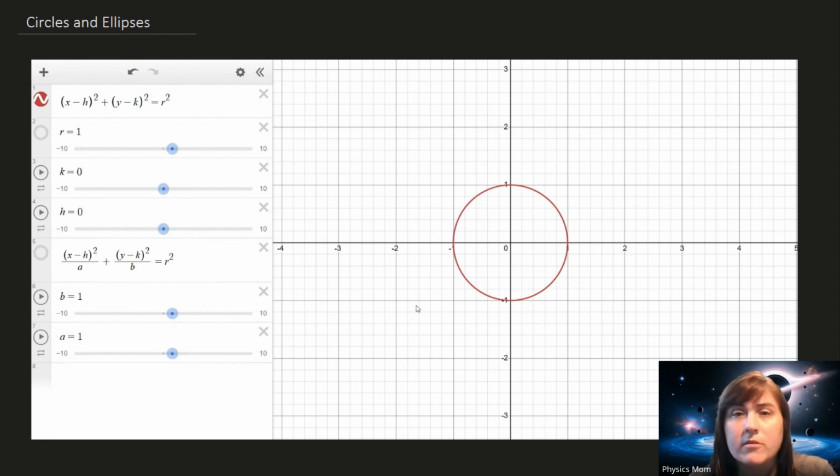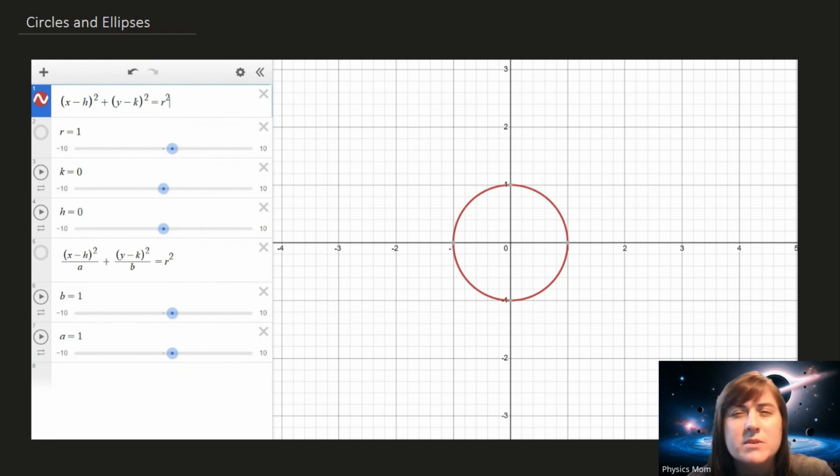For what I have graphed here, I have a circle. It's centered at the origin, and it has a radius of 1. You can see this in the equation. It's a little hard to tell, but this is the equation for a circle. I've got sliders that I've created here so I can move this equation.